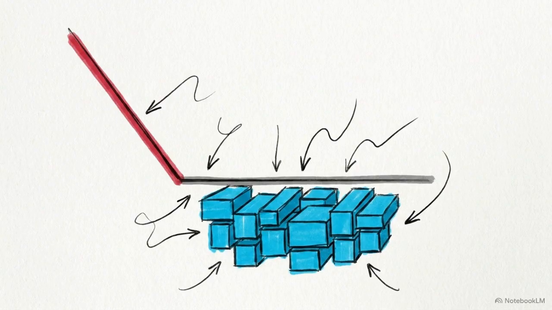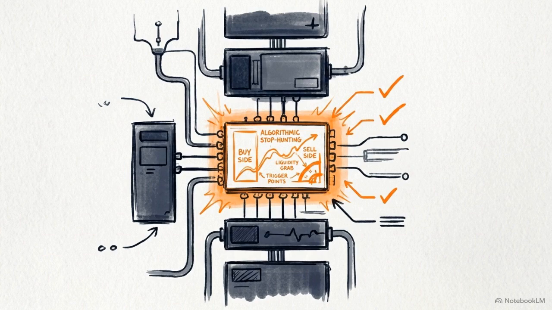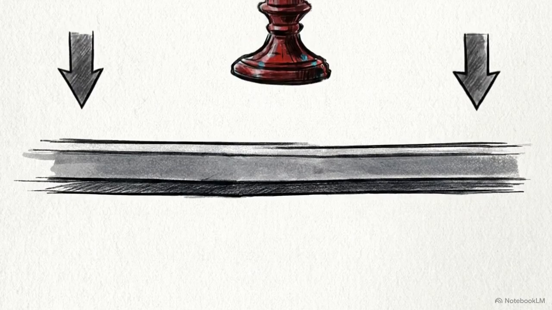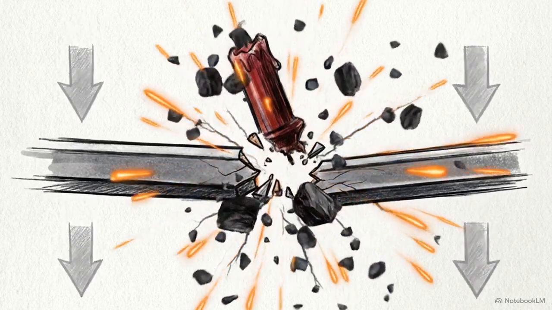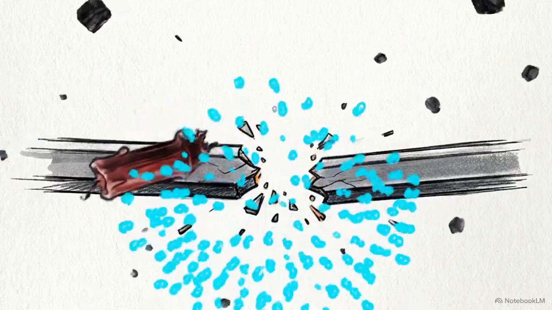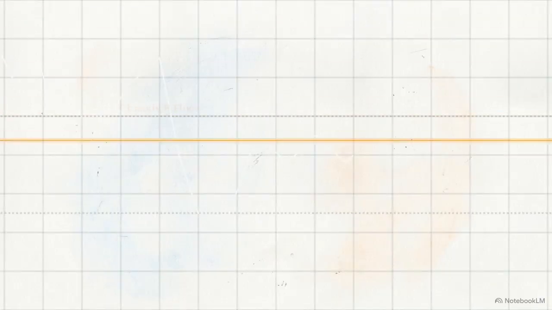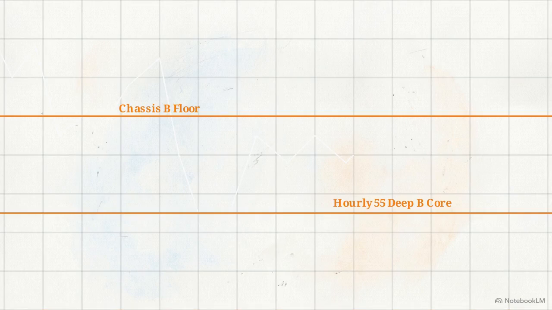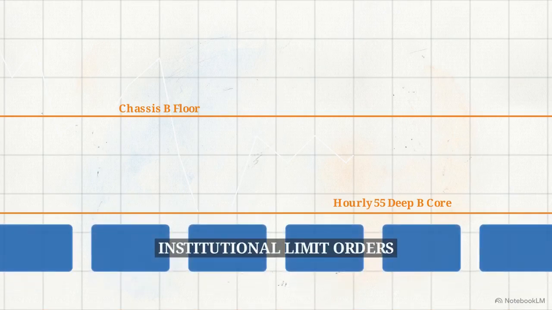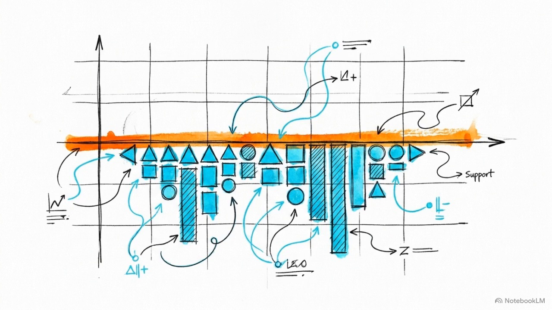The B-wave functions as a mathematical cooling phase, preventing execution slippage by allowing the market to rotate back into resting buy orders. The B-wave operational matrix defines the transition from passive accumulation to the active liquidation sweep. Algorithms do not wait for price to drift into generic support levels. They actively engineer a wholesale discount. They monitor high-visibility retail structures, such as the chassis B floor or the hourly 55 deep B core. Institutional limit orders are positioned specifically beneath these structural floors to capture the liquidity released when they break. These retail support levels serve as target zones for algorithms looking to extract high-volume liquidity from forced sellers.